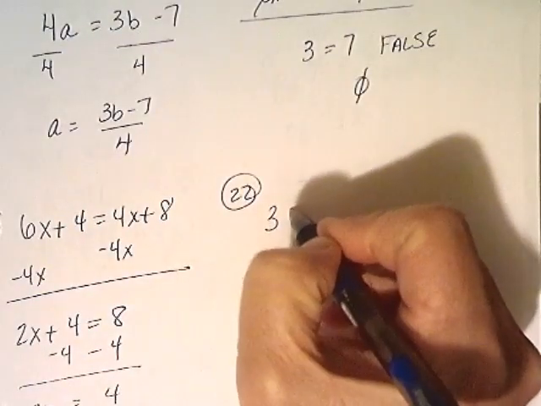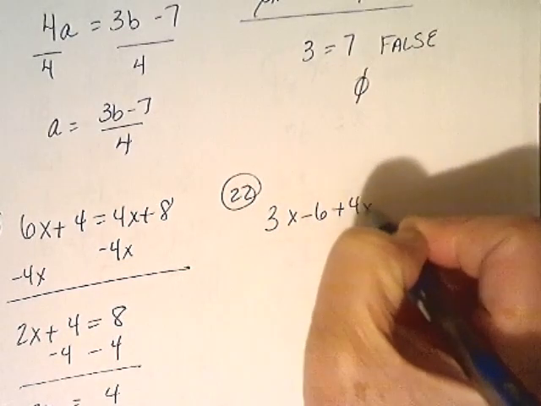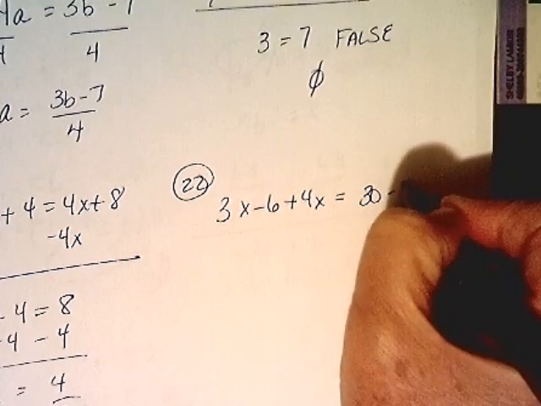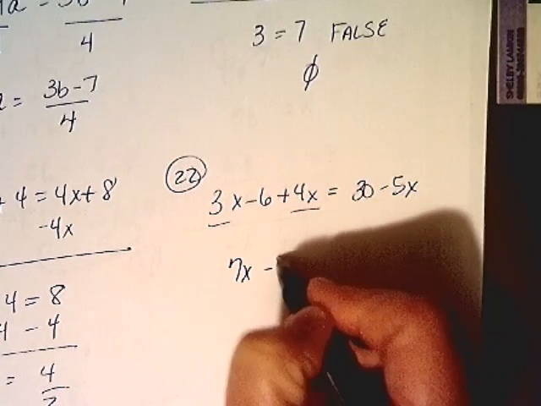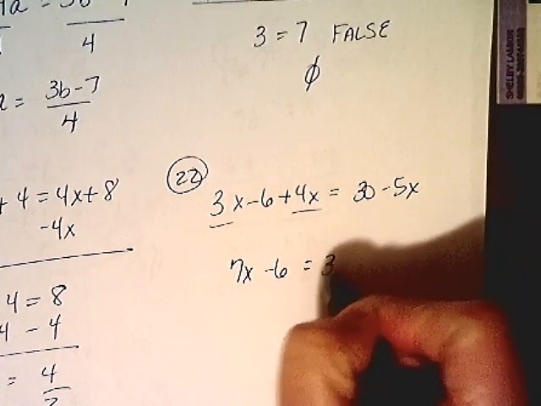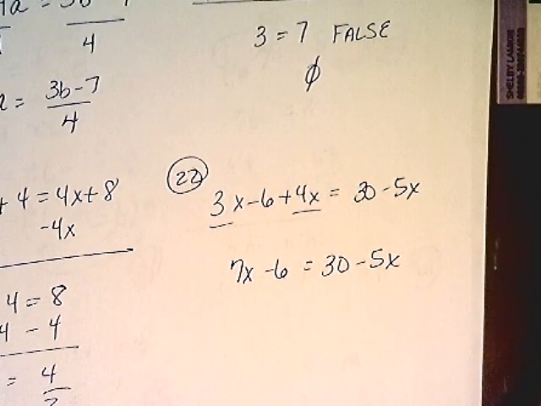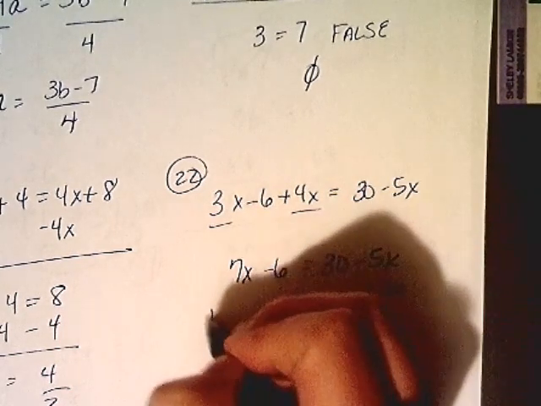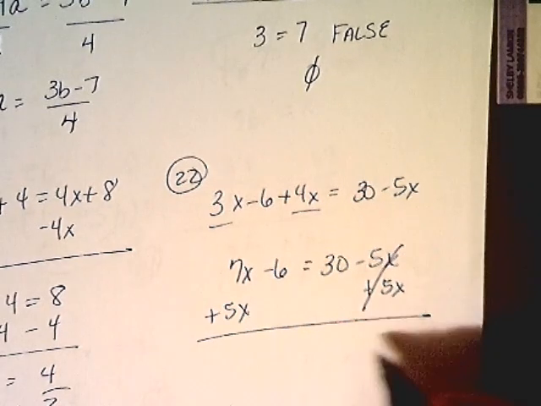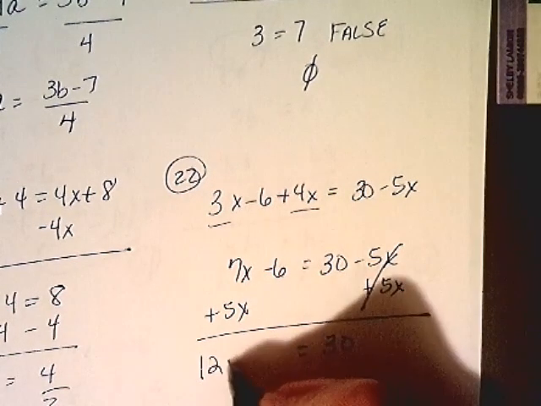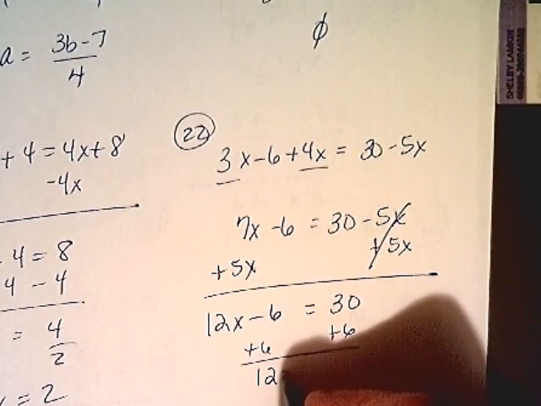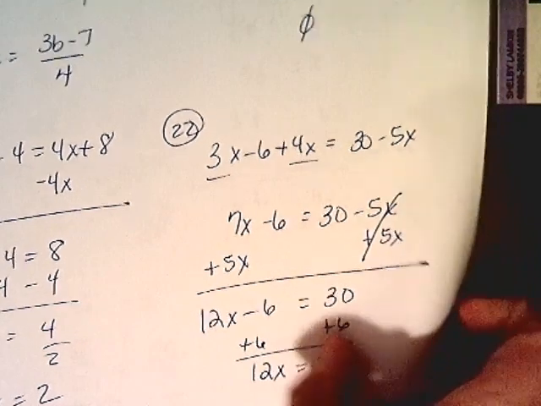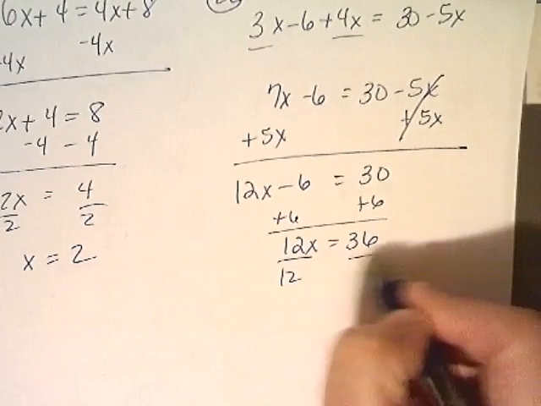22, 3x minus 6 plus 4x equals 30 minus 5x. When you combine the 3x and the 4x, you get 7x minus 6 equals 30 minus 5x. I'm going to add 5x to each side. It's going to cancel here. You're going to get 12x minus 6 equals 30. Add the 6. 12x is 36. Divide both sides by 12. X is 3.